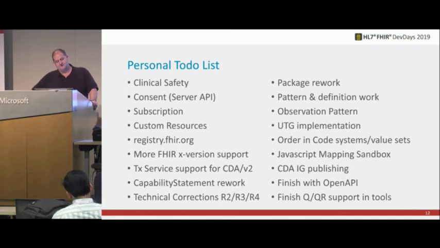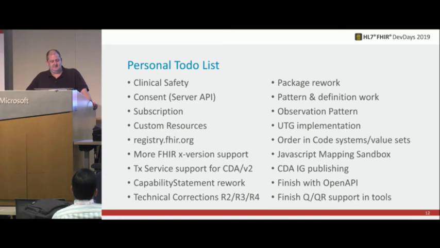We want to get custom resources properly supported. You can define them right now, but we haven't figured out some governance and operational parts of how would you get a custom resource supported in the community. Any of you who've used registry.fire.org know that it's not ready yet.